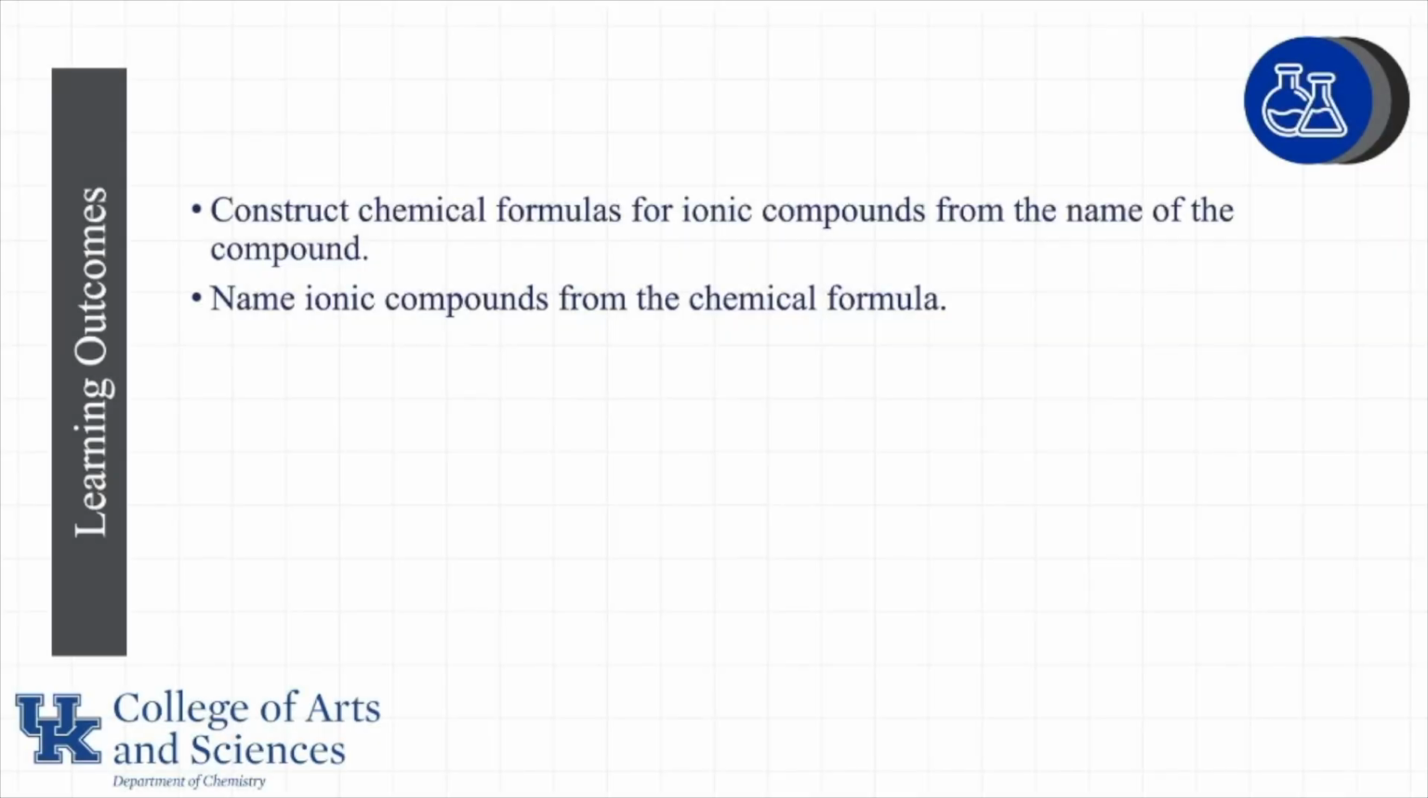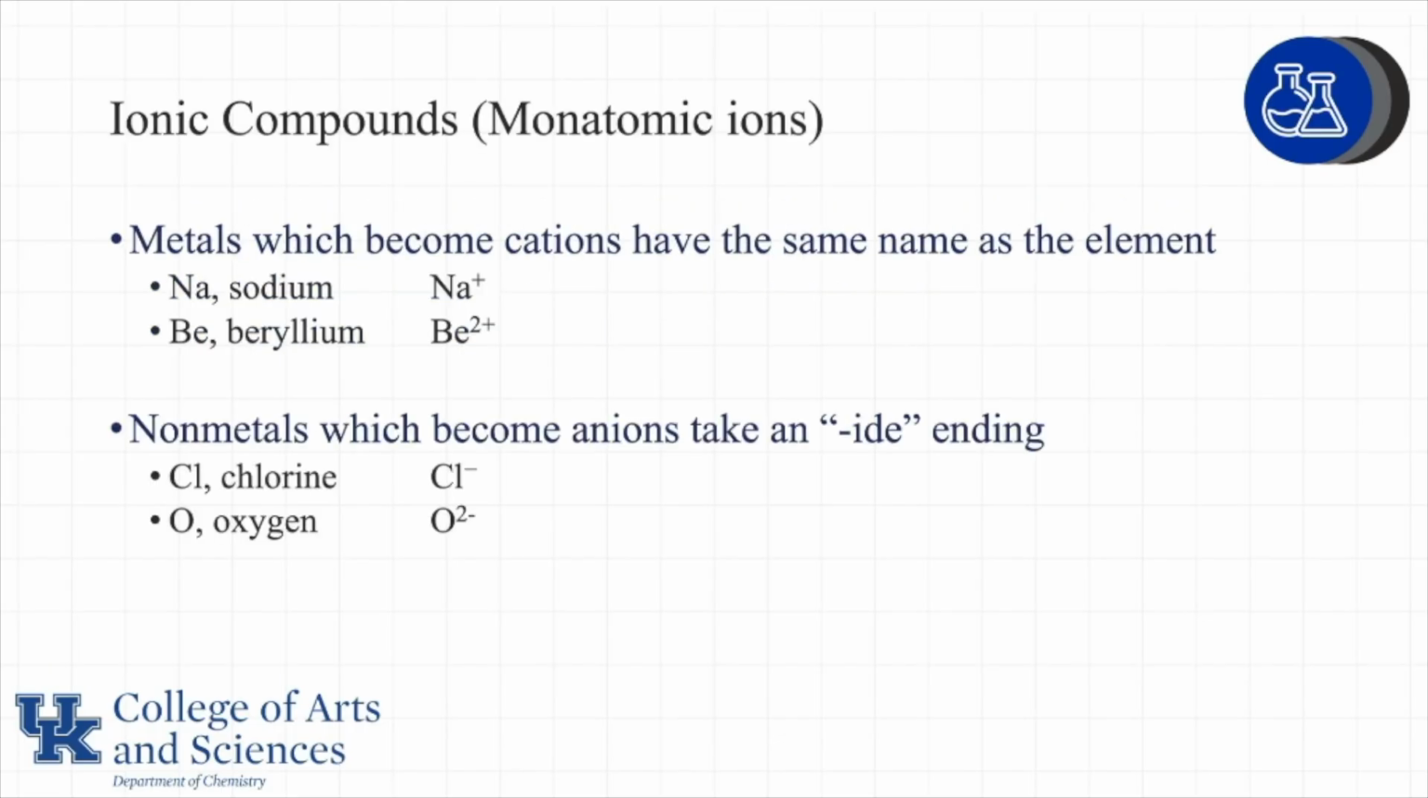In this lesson, we're going to look at how we go between the name and formula for ionic compounds. First, we're going to look at ionic compounds that are formed from monatomic ions, metals which form a cation, and nonmetals which form an anion. For the metal, we don't have to change anything about the name. We leave it as is, so just the name of the element. For nonmetal monatomic ions, we change the ending to IDE.